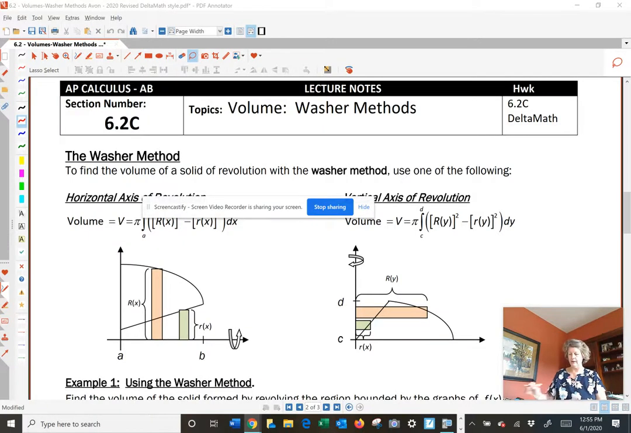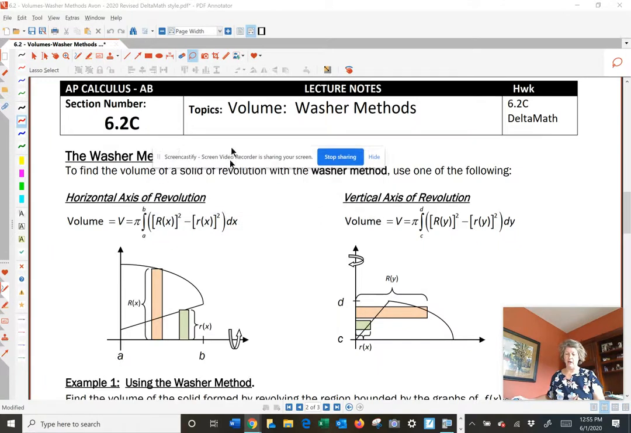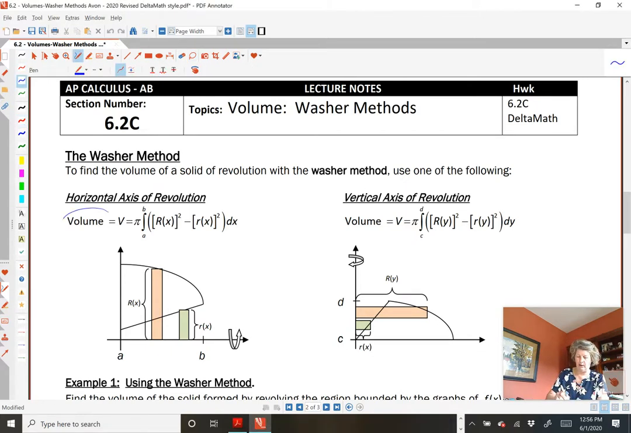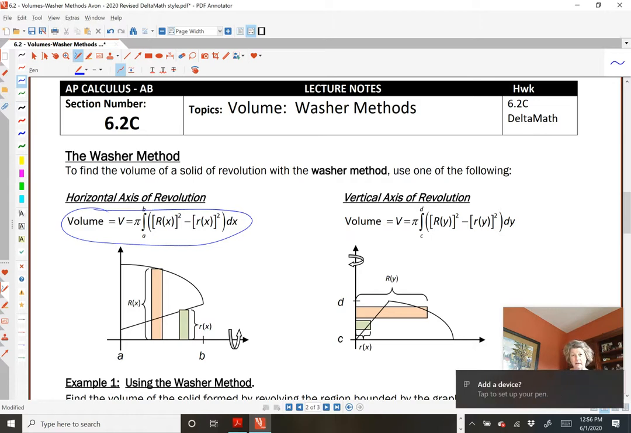Hello, hey, we are going to work on section 6.2. I'm calling it C because it kind of follows in order, and we're working with washer method today. So, what's the deal with washer method? Well, you can see here that we've got a couple equations that we're going to follow. So we've got the horizontal axis of rotation as well as a vertical axis of rotation.